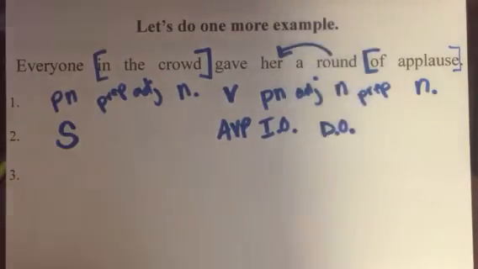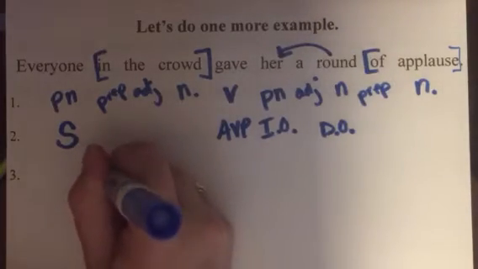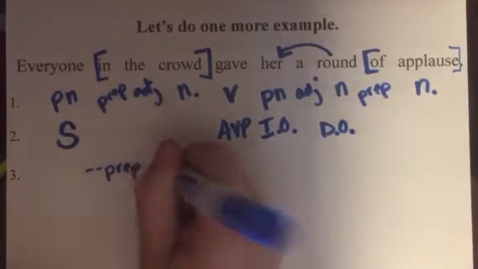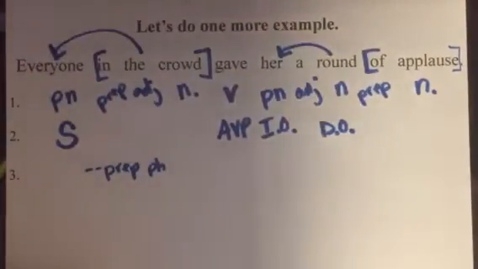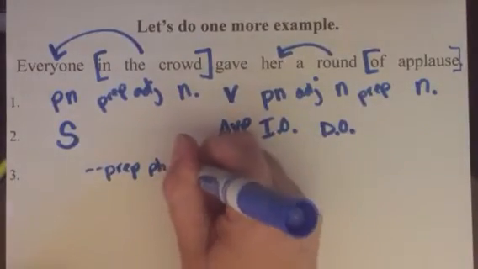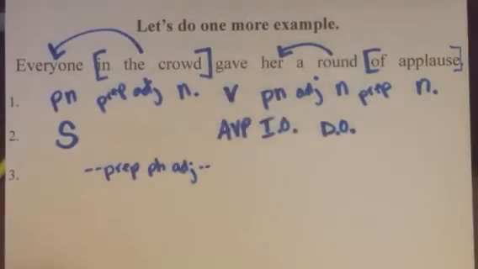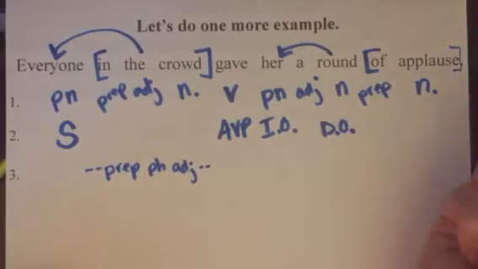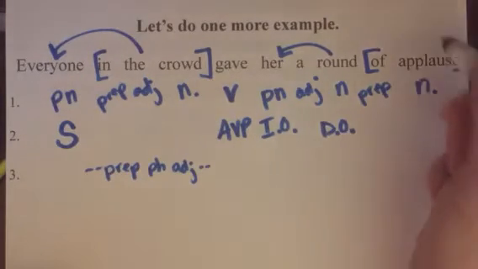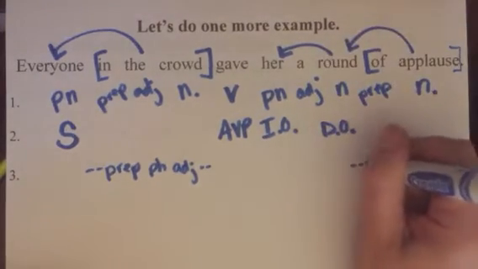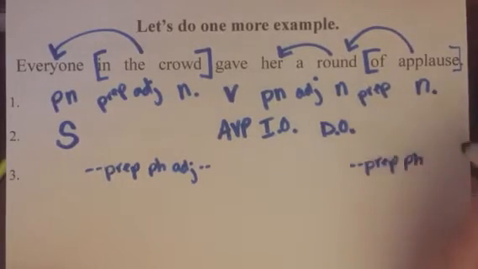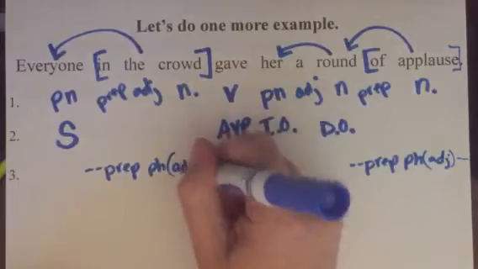So level 3, in the crowd, we have a prepositional phrase here. Prepositional phrase. What is in the crowd doing? In the crowd is telling us more about everyone, therefore it's acting like an adjective. Okay, then we have another prepositional phrase over here, of applause. Of applause is telling us about the round, which is a noun. Therefore, it's a prepositional phrase that modifies a noun, so it's acting like an adjective. There we go.